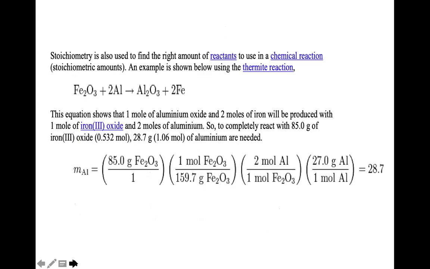Stoichiometry is also used to find the right amount of reactants to use in a chemical reaction. An example is shown below using the thermite reaction. In the thermite reaction, you see ferric oxide plus aluminum produces aluminum oxide and iron. So here it is a balanced reaction. In this equation, it is shown that 1 mole of aluminum oxide and 2 mole of iron are produced by the reaction of 1 mole of ferric oxide and 2 mole of aluminum.